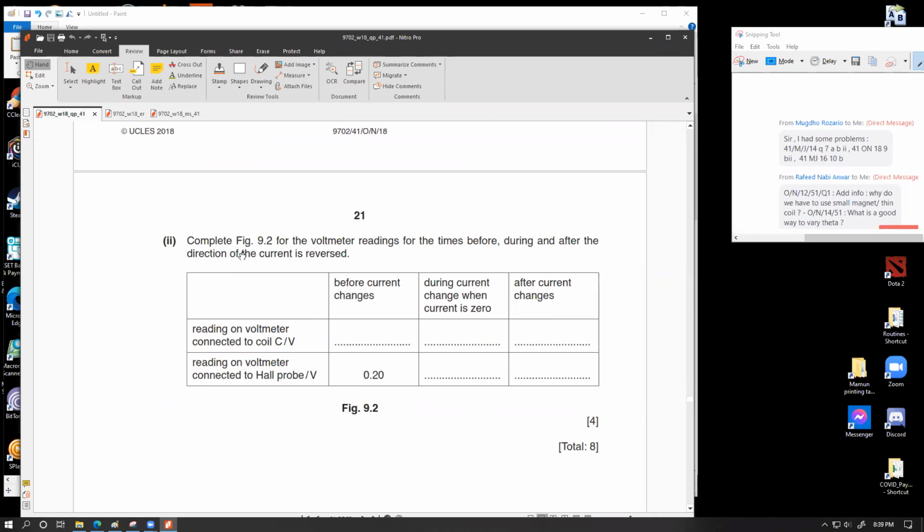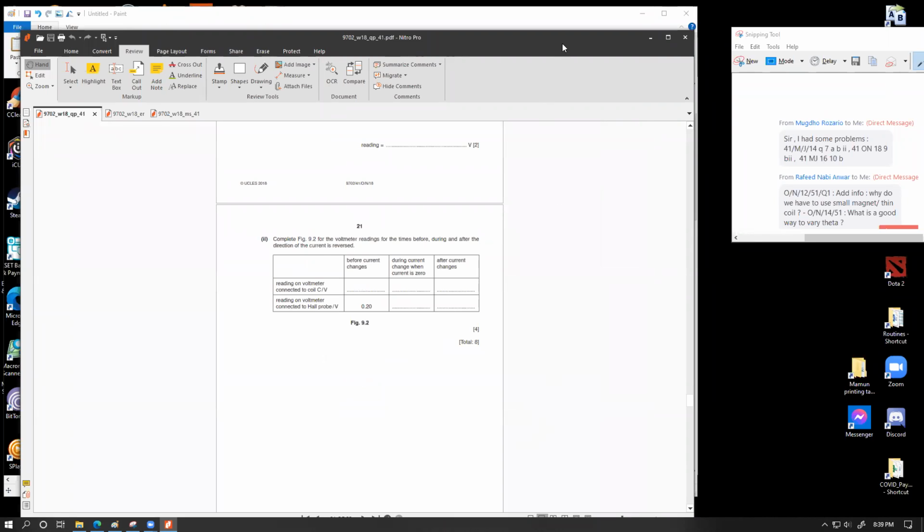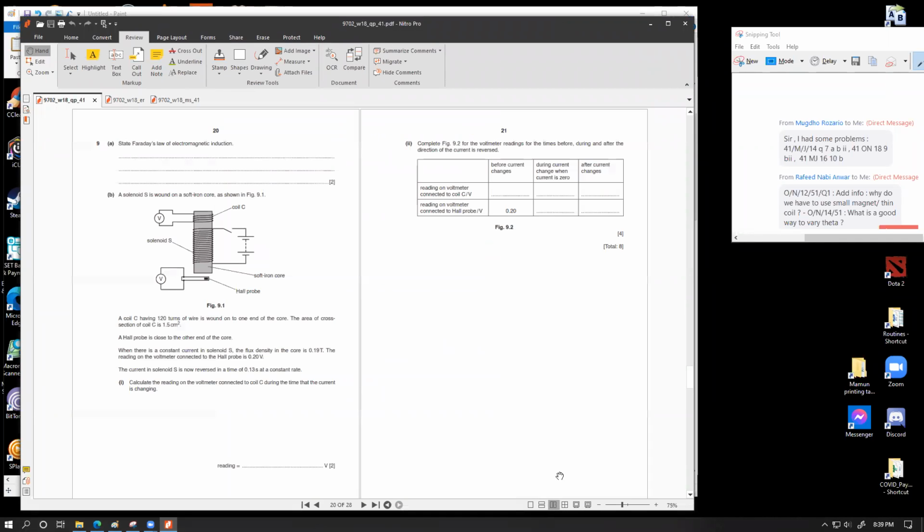Complete figure 9.2 for the voltmeter readings for the times before, during, and after the duration of the current is reversed. To understand this, I need to see the full question together. Let me try that.